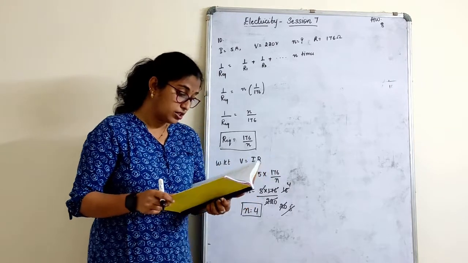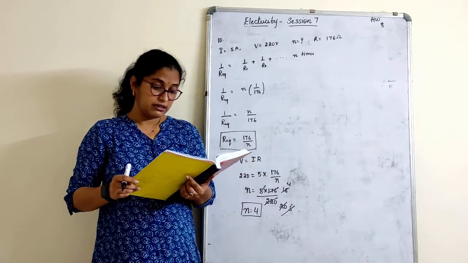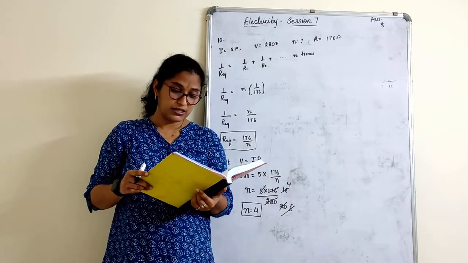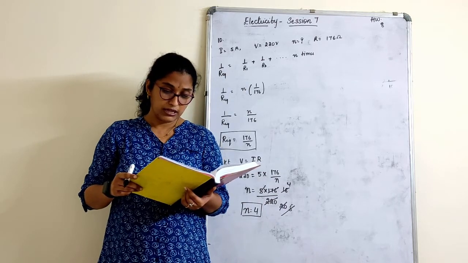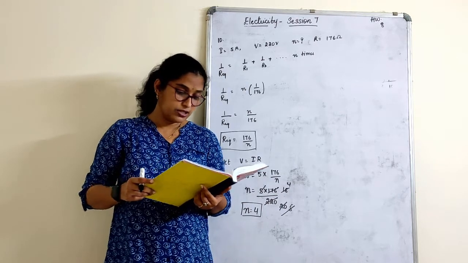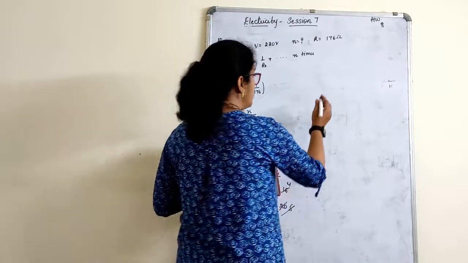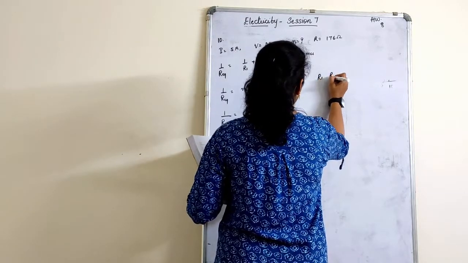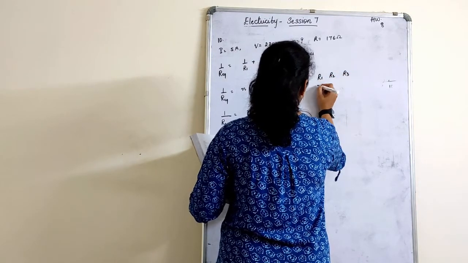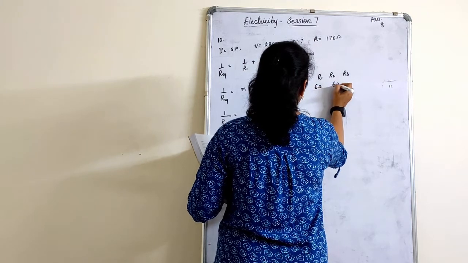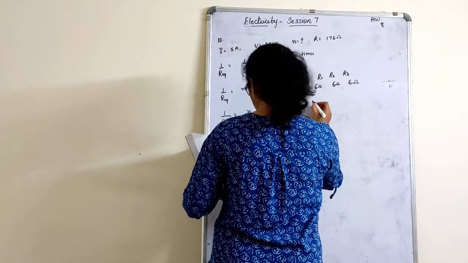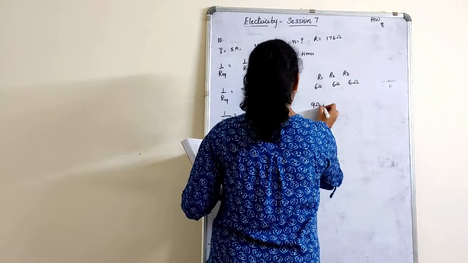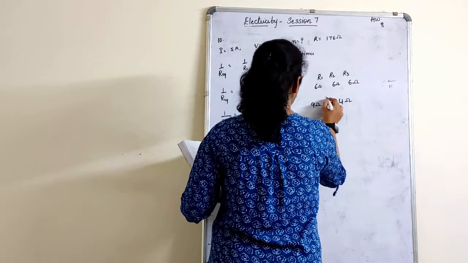Next, see the 11th question here. How should you connect the 3 resistors, each of resistance 6 ohms, so that the combination has resistance of 9 ohms and 4 ohms? So I have R1, R2 and R3, each of 6 ohms. I have to make a combination such that I get 9 ohms and I get 4 ohms.